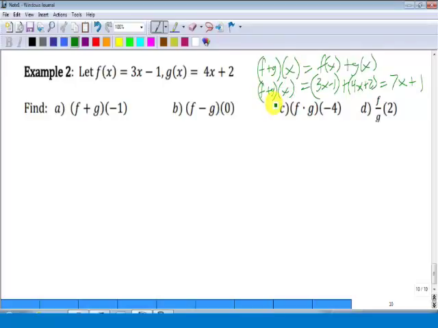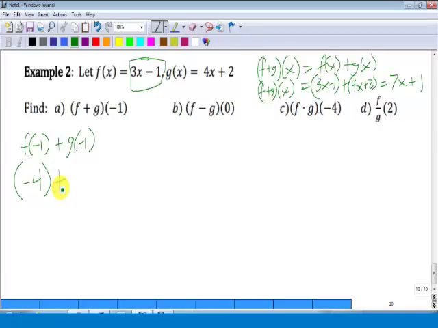So for the a part at least, let's look at two different ways of finding f plus g of negative 1. One way is to find f of negative 1 plus g of negative 1. Can we stare this down and figure out what f of negative 1 is? 3 times negative 1, negative 3, minus 1, negative 4. Does that look right?